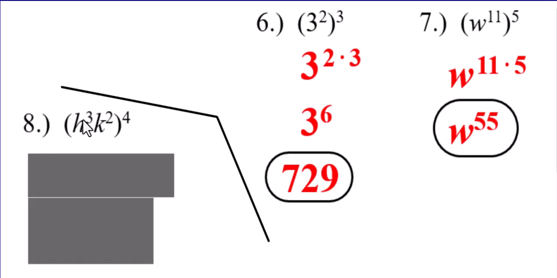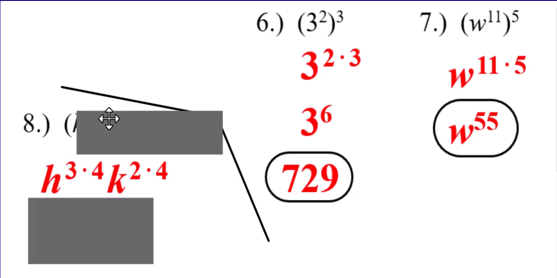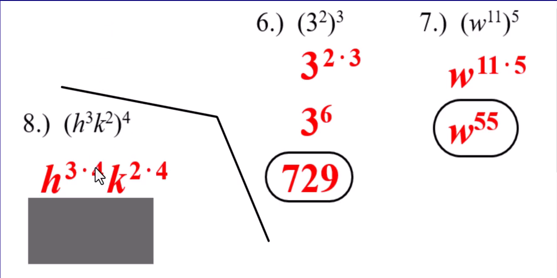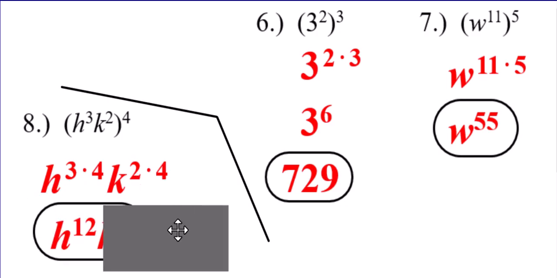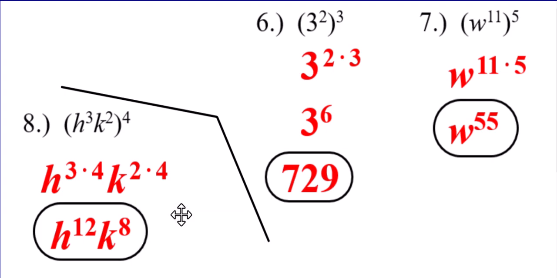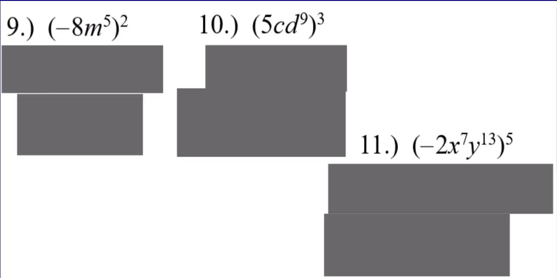Problem number 8, both factors had to be taken to the 4th power, so we're going to use both shortcuts here. Both of them are going to get the 4th power multiplied to the exponent that we used to have. 3 times 4 will give you 12, 2 times 4 will give you 8, and there you go. If you need to hit pause on the video to fix your work, please feel free to do so. Otherwise, I'm going to continue moving on here.